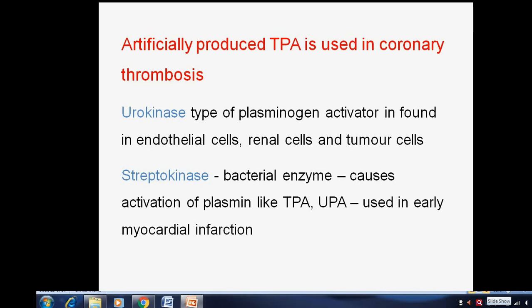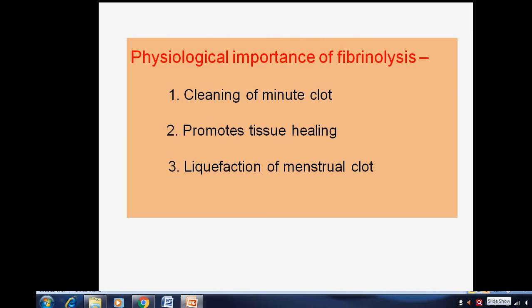When you see the physiological importance of fibrinolysis, it is obviously important for cleaning of minute clots. Secondly, it promotes tissue healing, and lastly, it plays an important role in liquefaction of menstrual clot.